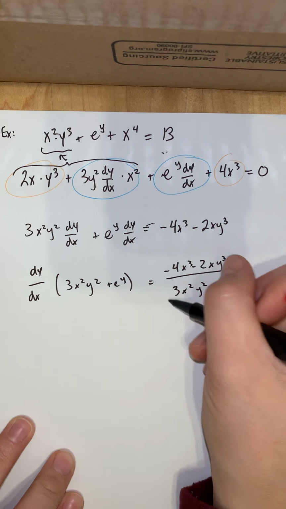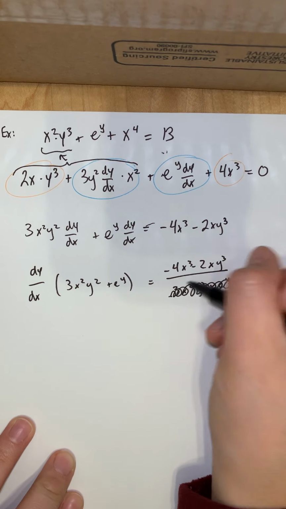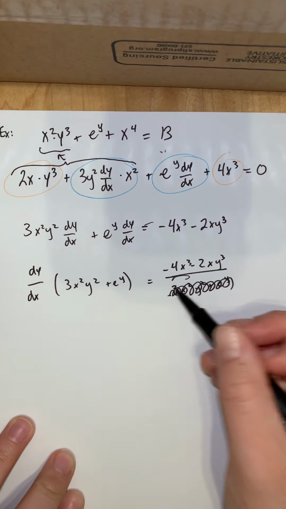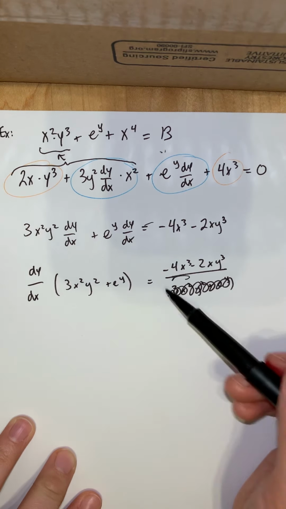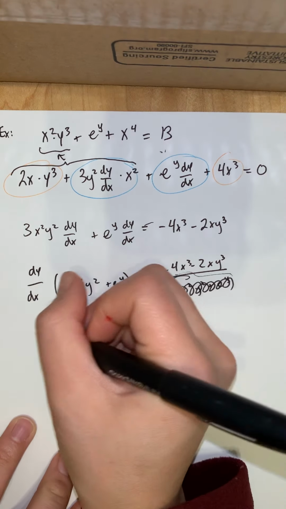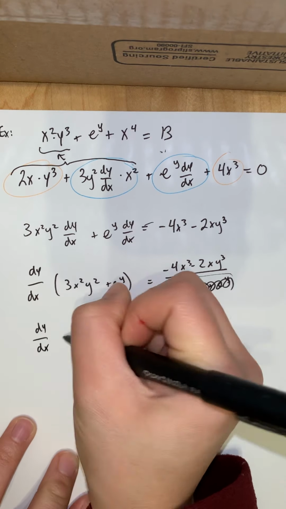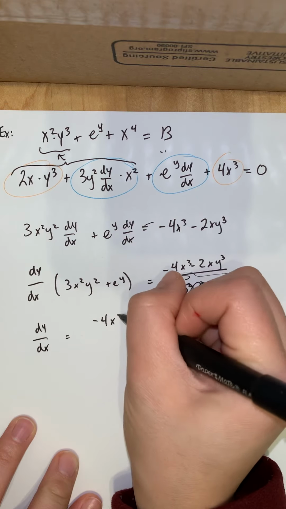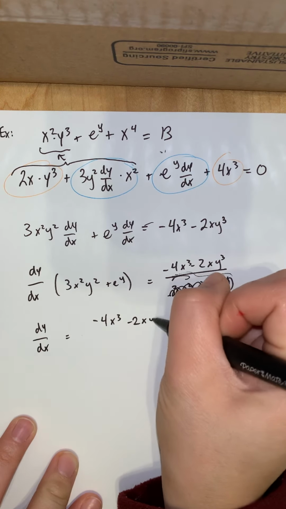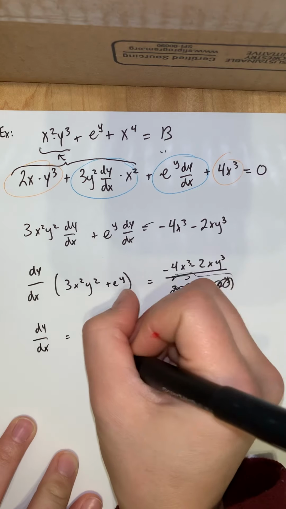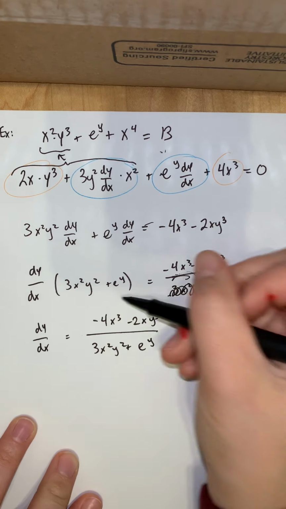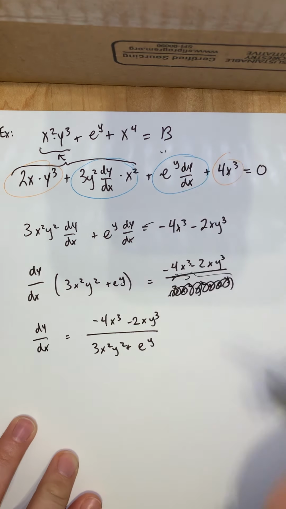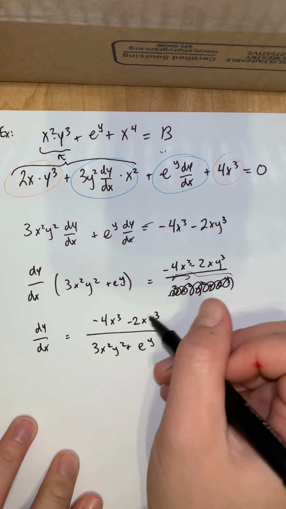Or I got ahead of myself, sorry guys. So I already divided. So I have dy dx times this guy. I just factored out the left hand side. I'm going to leave the right hand side as it is. Now I'm going to do that division. dy dx equals negative 4x cubed minus 2x y cubed all over 3x squared y squared plus e to the y. And again, these little guys up here are y's. All right, so that's implicit differentiation.